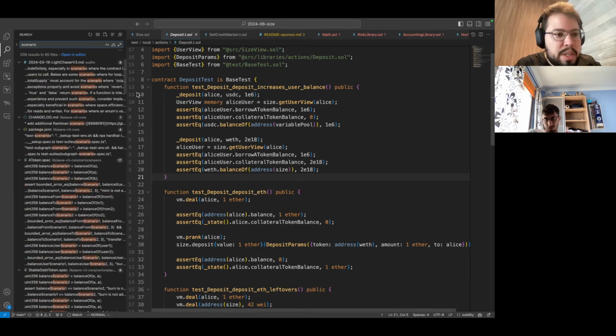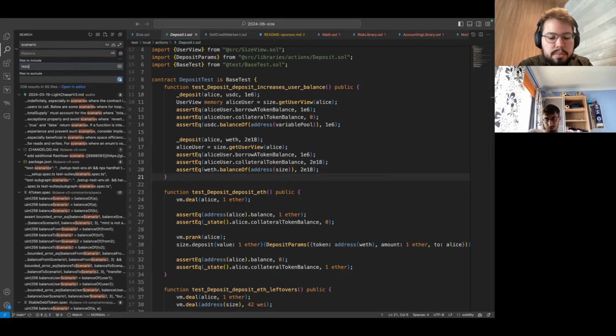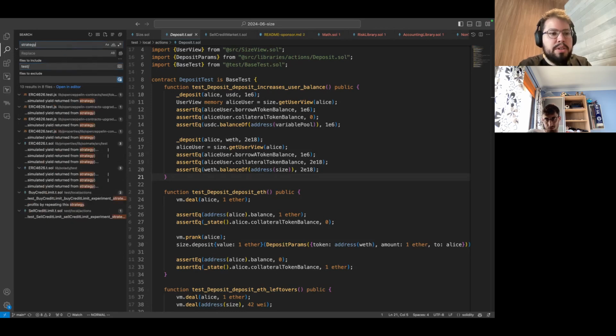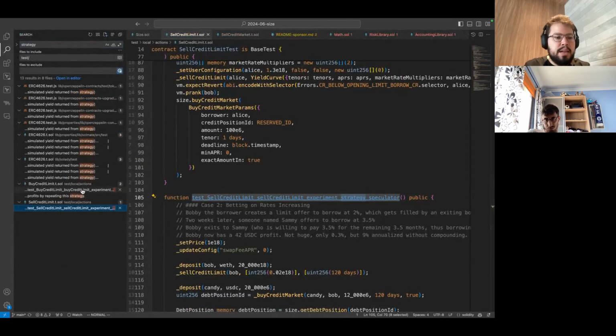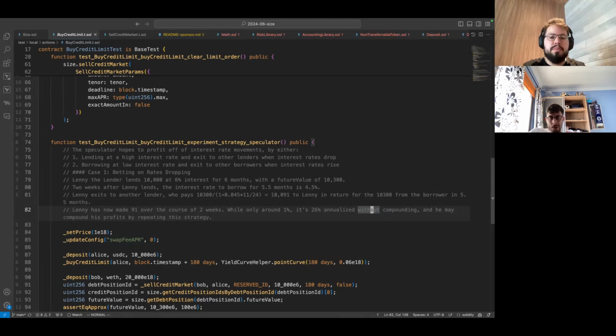So we have some scenario tests, which are, actually, strategy tests. They are actually user stories that our protocol designers and product designers thought about, and these are realistic scenarios. These are how we believe the protocol will be used.